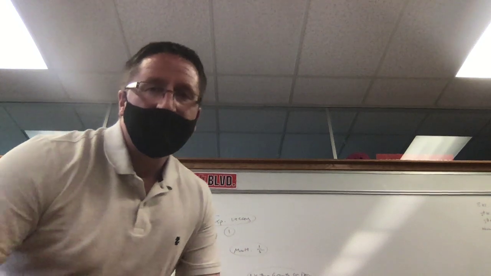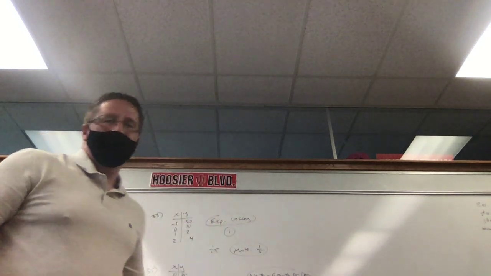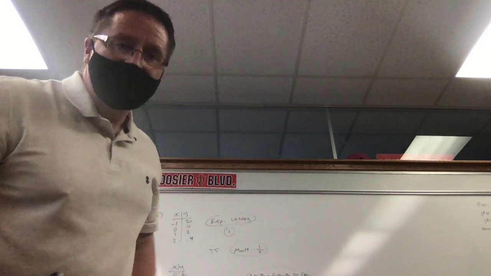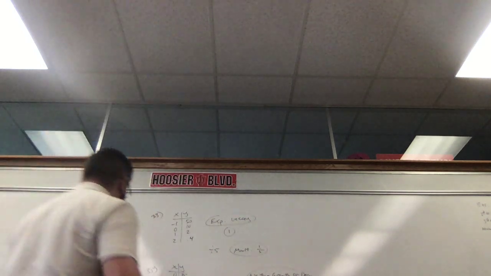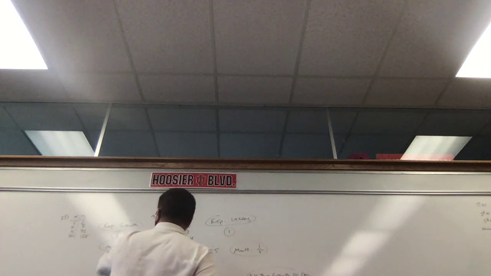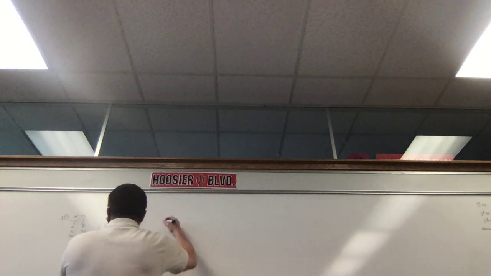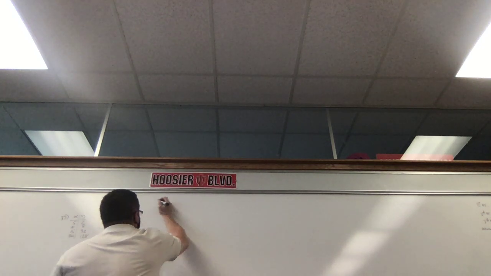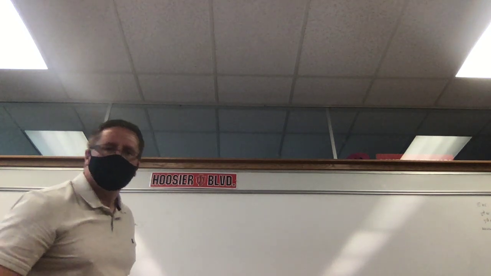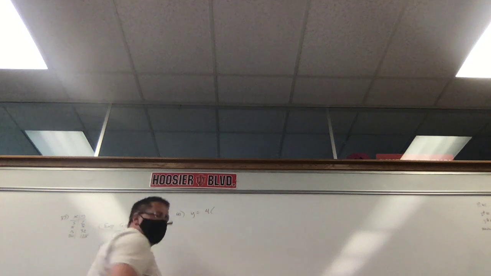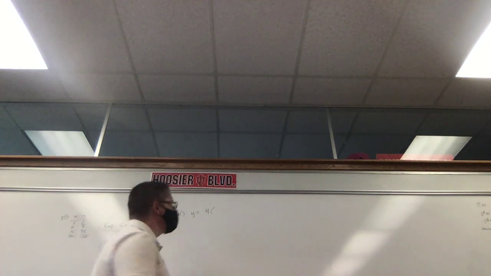Okay, number 41. Remember, everything starts with 100%. These are going to be quick ones. They're going to give you a function, and they're just going to ask you, is it growth or decay, and how much is it changing by? 41. y equals 4 times 0.8 to the t.